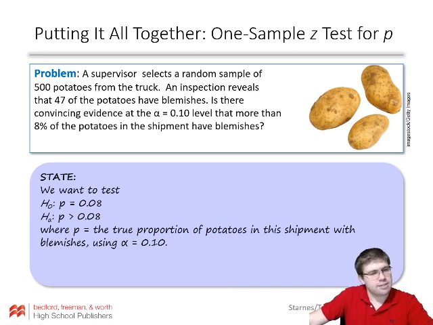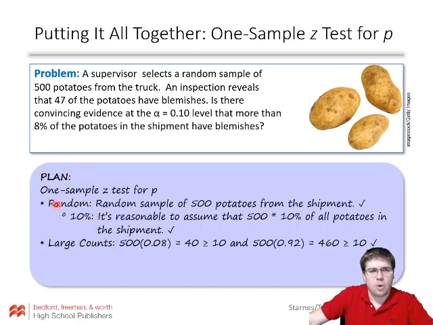There's a little more to it now. The conditions, these are in the plan, the name and conditions are pretty similar. So plan, we're going to do a one sample z test for p, or you could say one proportion z test. And then our conditions are 3 conditions. Random, they got a random sample of 500 potatoes. We're going to assume that that's less than 10% of all potatoes in the shipment, and they say it's reasonable to assume, so you could just say we will. So it means there need to be at least 5,000 potatoes in the shipment.